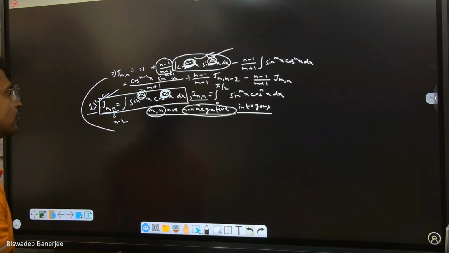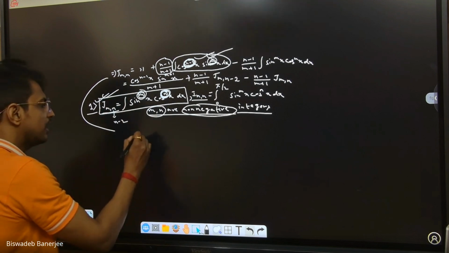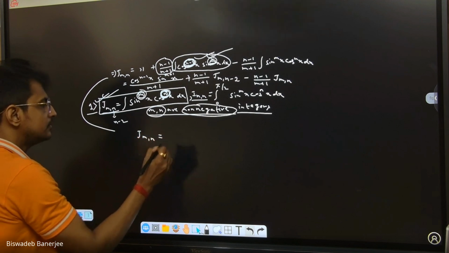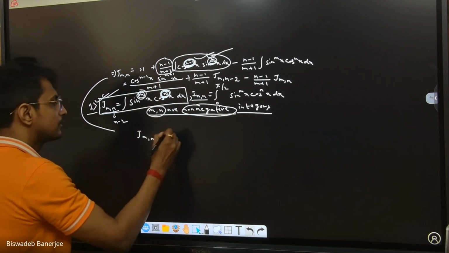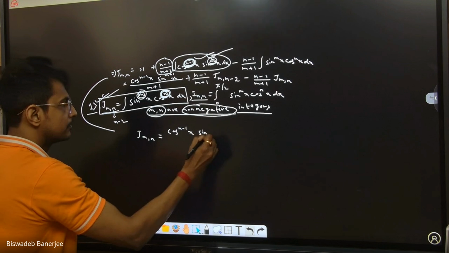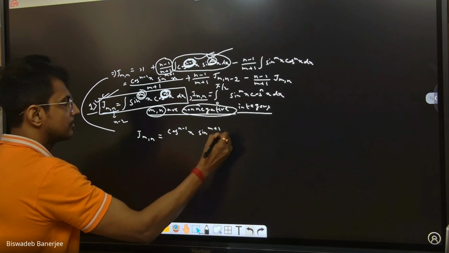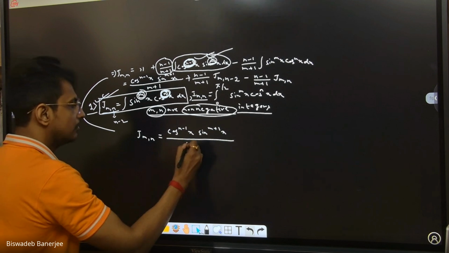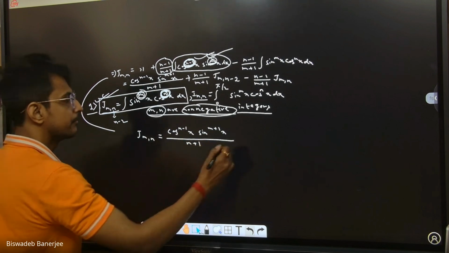There is my Jmn. So what do we obtain? My left hand side is Jmn. My right hand side is this.